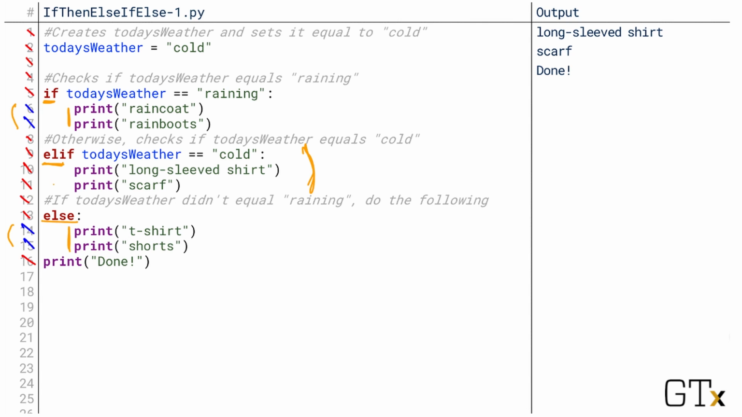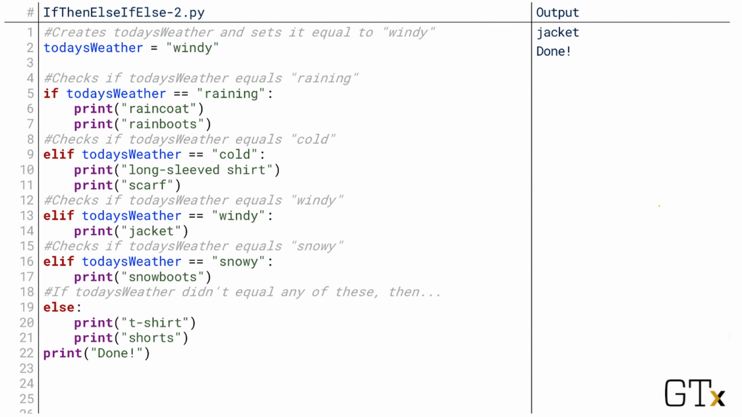And as we said in our example, we can actually have more than one of these else ifs. Here we've added 3. If it's raining, wear a raincoat and rain boots. Otherwise, if it's cold, wear a long sleeve shirt and scarf. Otherwise, if it's windy, wear a jacket. Otherwise, if it's snowy, wear snow boots. And otherwise, if it's none of the previous conditions, then wear a t-shirt and shorts.